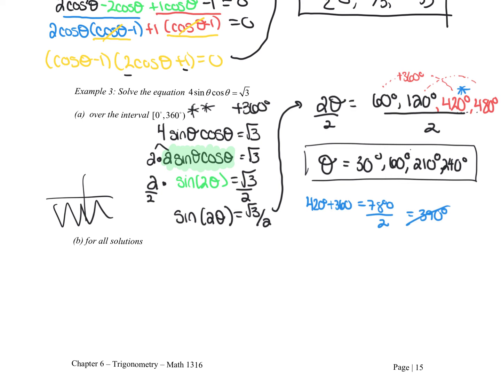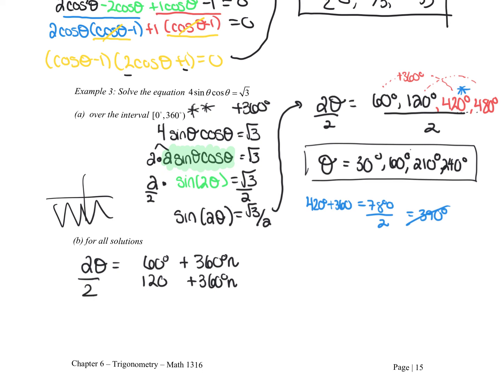In the next one, the trade-off is I didn't give you an interval, but now you have to remember just a little extra step. So I get 2 theta equals 60 plus, because there's no interval, 360n. And then you do 120 plus 360n, and you will use 360 because sine's period is 2 pi or 360 degrees. If this were tangent or cotangent, we would use 180 or pi because that's its period.